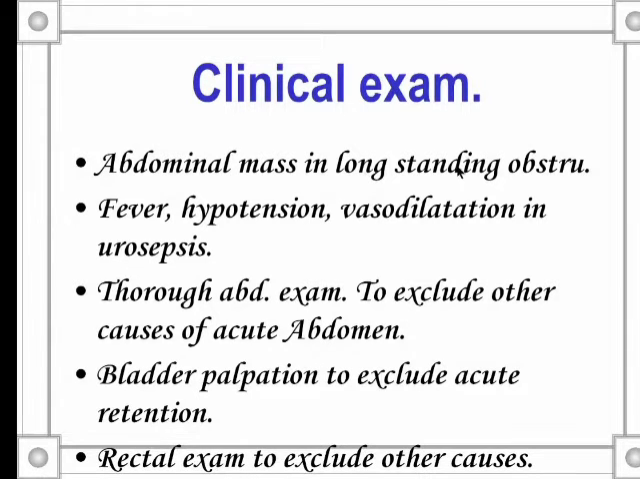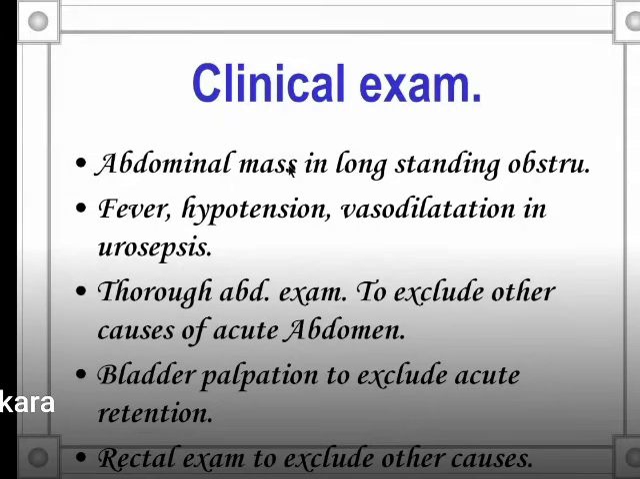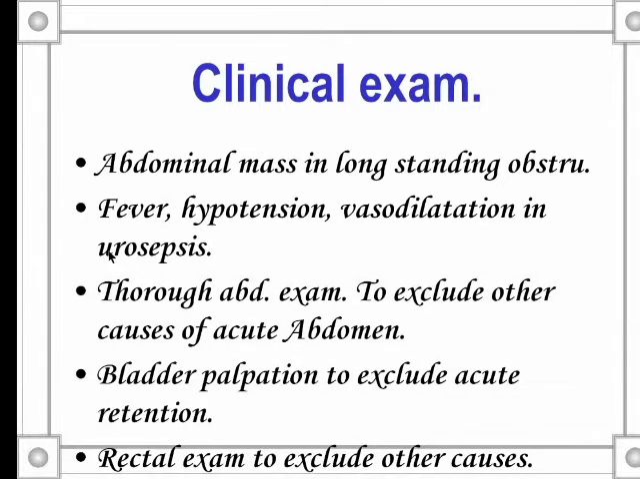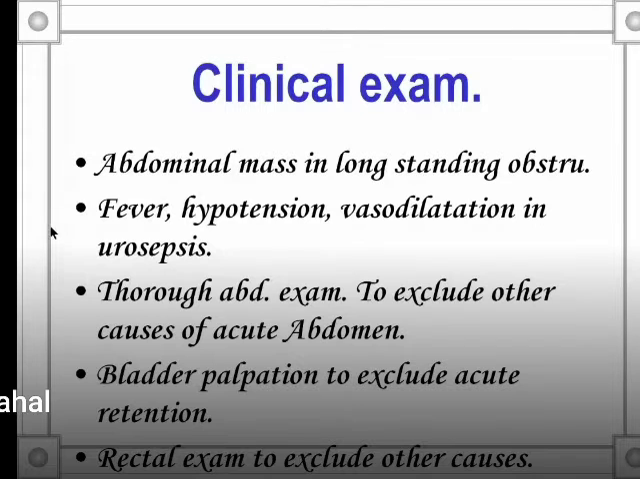If there is long-standing obstruction, then the kidney will get enlarged and you will find an abdominal mass, a lump bimanually palpable on the side on which there is a stone causing obstruction. If there is urosepsis, meaning secondary infection, this patient will have high swinging fever, and may have shock, hypotension, and vasodilation. This is suggestive of gram-negative sepsis. Fever, high swinging fever, chills and rigors, hypotension.